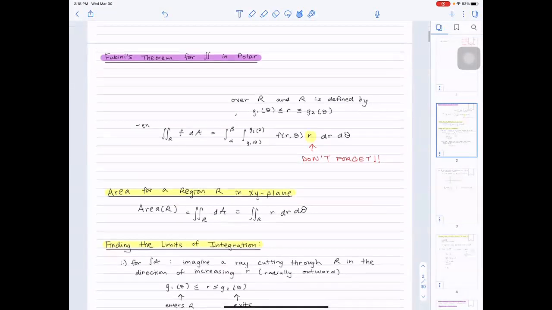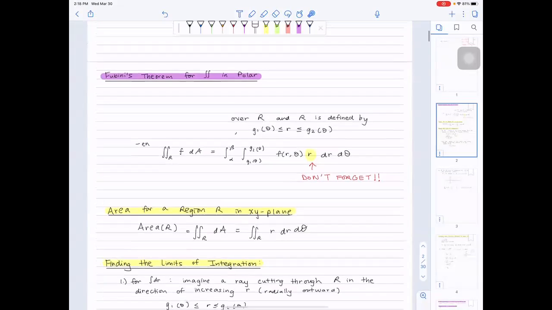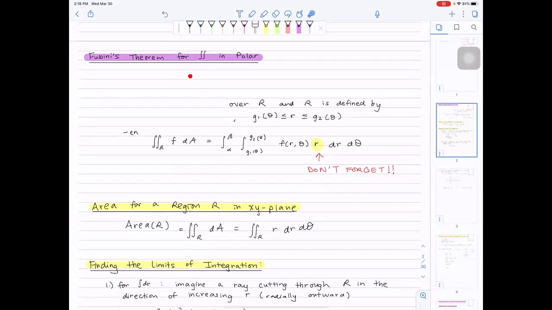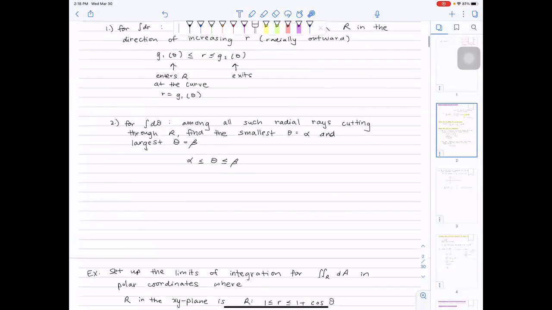Okay, so Fubini's theorem for double integrals in polar coordinates. Now we're changing coordinates. I think this was erased for some reason, but basically for Fubini's theorem for double integrals in polar, the only difference is that we want to rewrite our expression in terms of r and theta, and then we want this extra r here. So dA equals r dr d theta, and don't forget the r. Now, how you find the limits of integration.